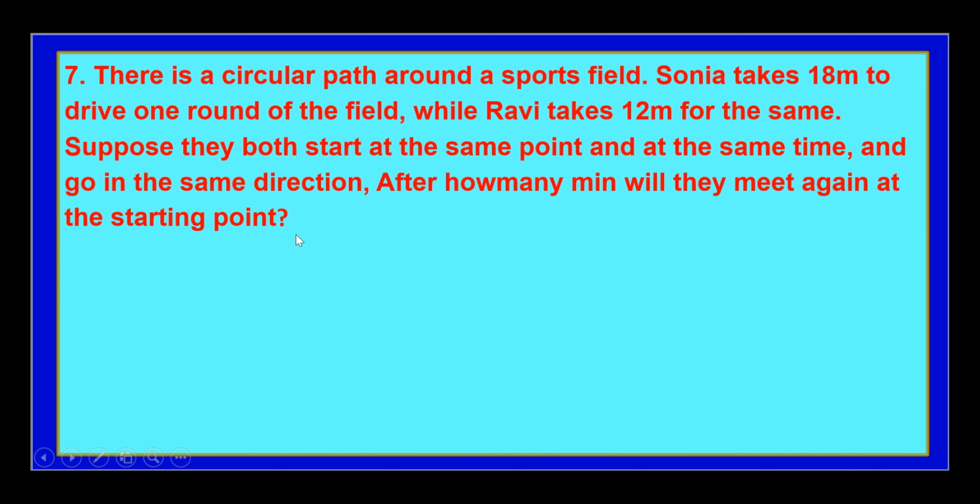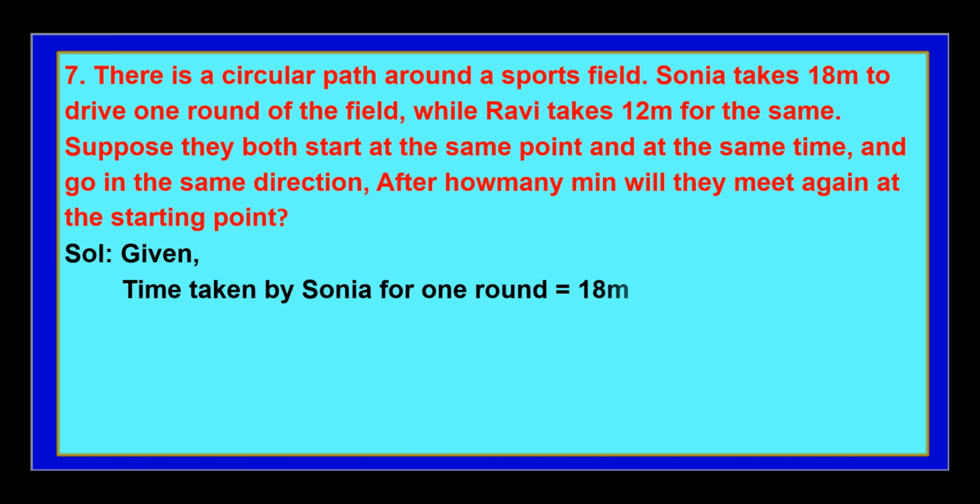In order to find out, you have to consider the multiples of 18. First round 18 minutes, second round 36 minutes, third round 54, fourth round 72, means all are multiples of 18. Similarly for Ravi, first round 12 minutes, second round 24 minutes, after completion of third round the time is 36 minutes. Those are the multiples of 12. Therefore, in order to find the answer, you have to find the least common multiple or LCM of both the numbers.